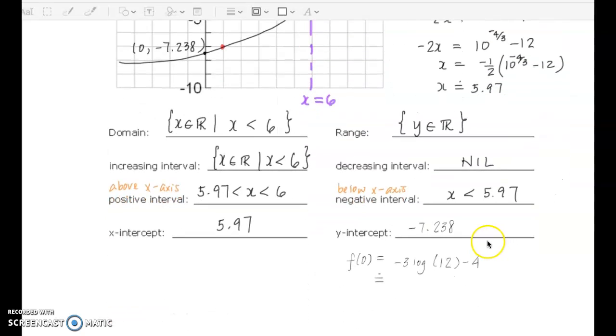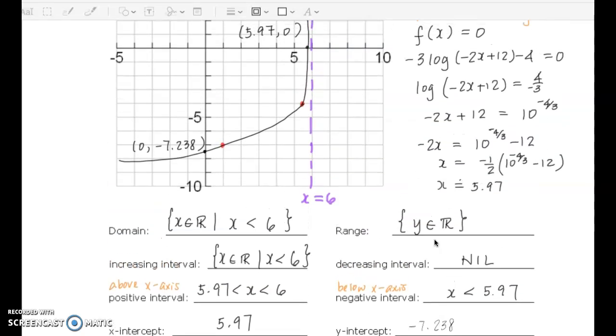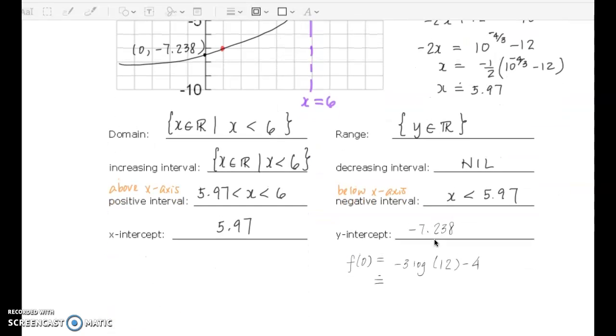To find the y-intercept, you plug 0 into the equation, and then you can use your calculator to evaluate. -7.238 is the answer. Okay? So that's this question.